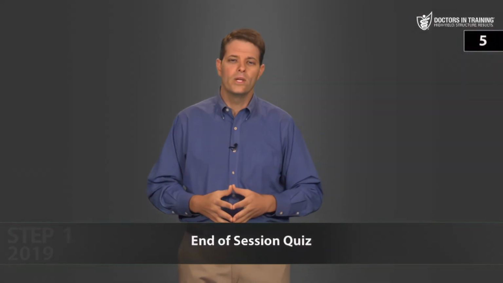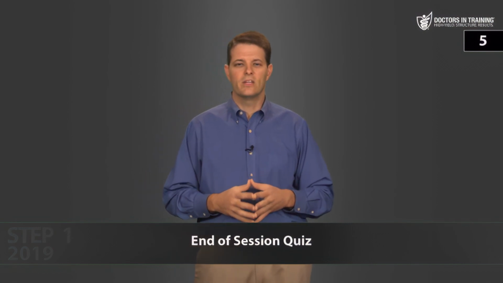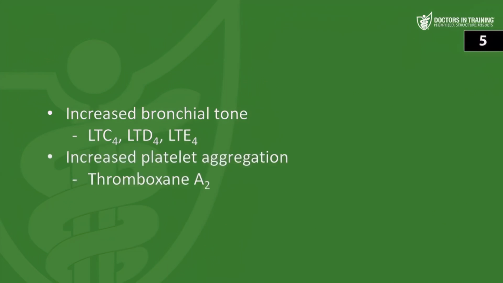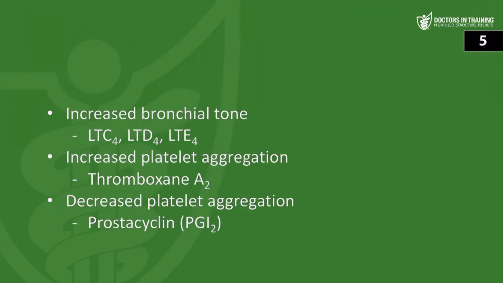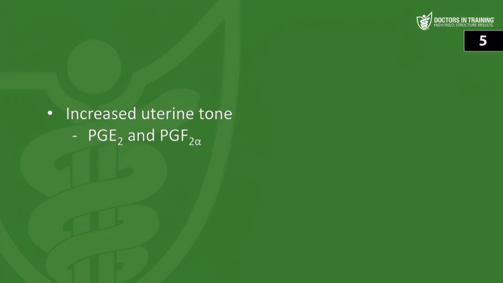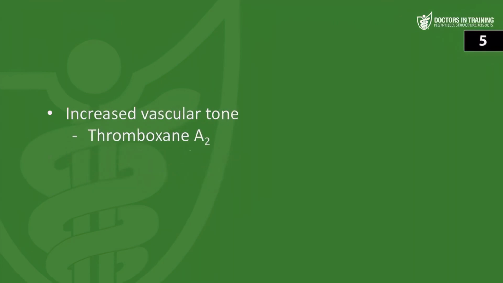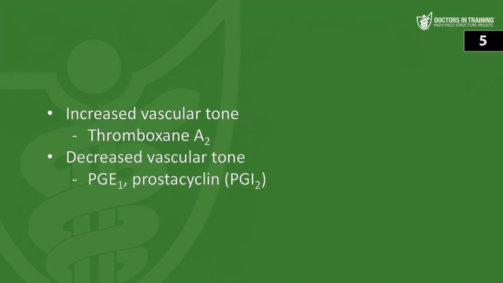All right, first question. Which arachidonic acid product causes each of the following effects? So increased bronchial tone are going to be leukotriene C4, leukotriene D4, and leukotriene E4. Increased platelet aggregation is thromboxane A2. Decreased platelet aggregation is prostacyclin, or PGI2. Increased uterine tone is prostaglandins E2 and F2 alpha. Decreased uterine tone is prostacyclin, PGI2. Increased vascular tone is thromboxane A2. And decreased vascular tone is prostaglandin E1 and also prostacyclin, or PGI2.